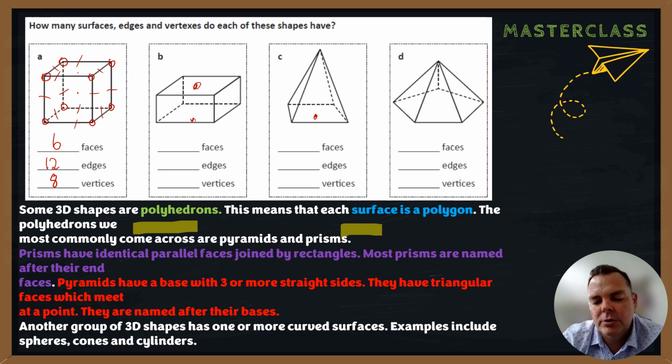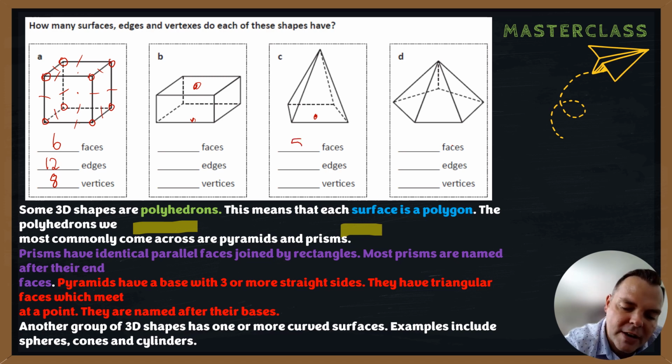Let's have a quick look at the same with the pyramid. We've got 1 face, face, face, face through there, so there are 4 sides, and then there's 1 on the bottom. So there are 5 faces to that shape. Edges: there are 1, 2, 3, 4, 5, 6, 7, 8. And then how many vertices have we got? We have 1, 2, 3, 4, and 5.